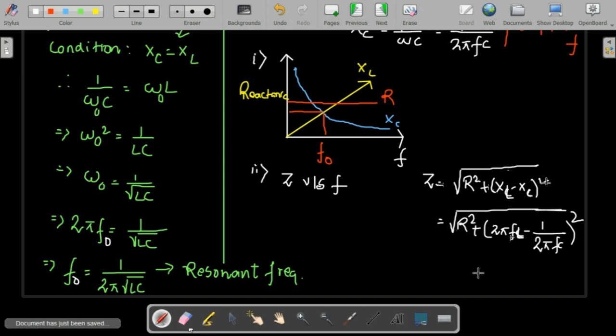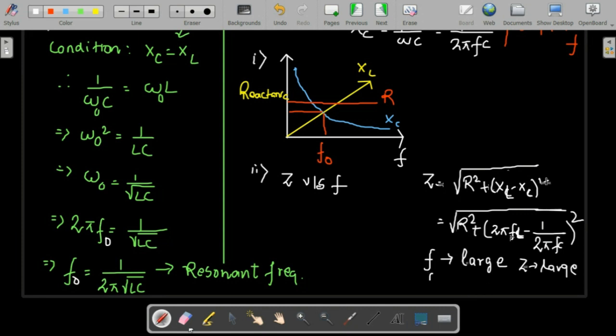So if you want to plot a graph between impedance and frequency, you have to check what happens to the impedance value with frequency. Let's say f is very large. If f is large, this quantity will be large and this quantity will be small, so you can ignore this and just take this value. So if f is large, z is going to be large, because this is already there, plus you are going to take a large value of this, so z is going to be large, obviously.